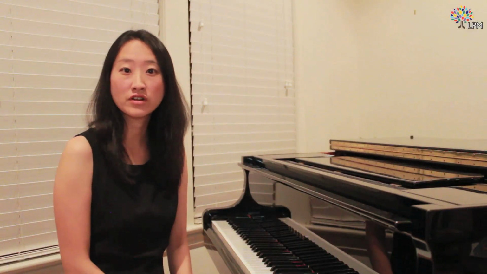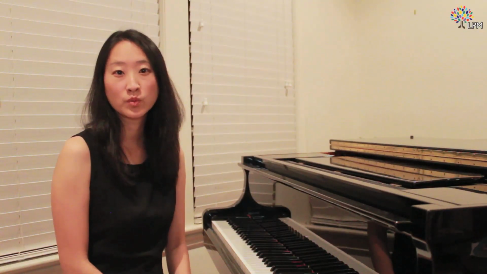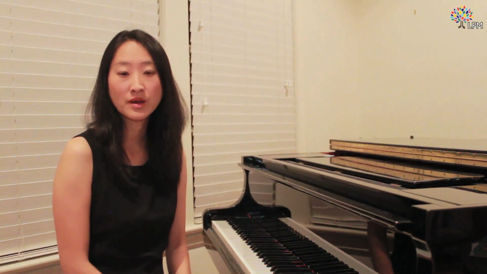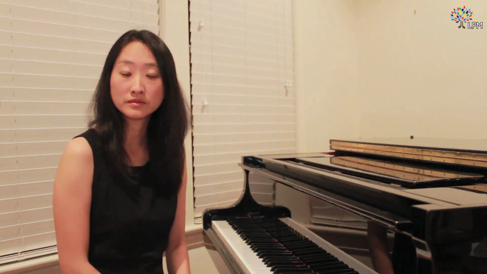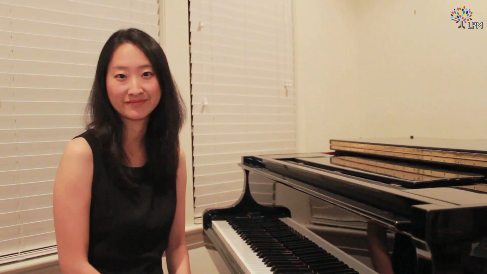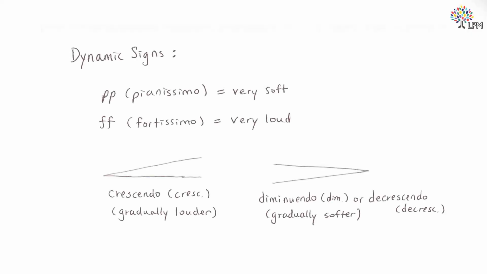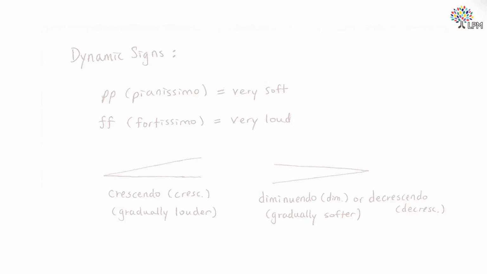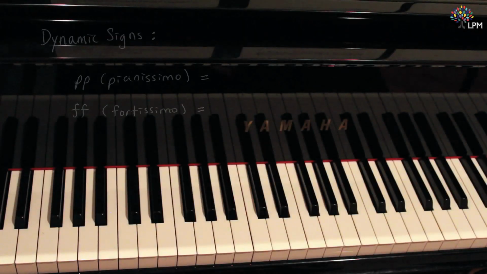In addition to the 4 dynamic markings we have learned, which were piano, mezzo piano, mezzo forte, and forte, we will add pianissimo, fortissimo, crescendo, and diminuendo. Pianissimo, very soft. Fortissimo, very loud. Crescendo, gradually louder. Diminuendo or decrescendo, gradually softer.